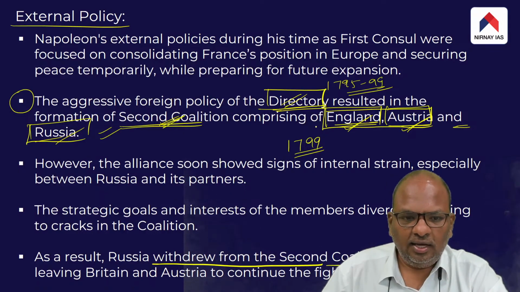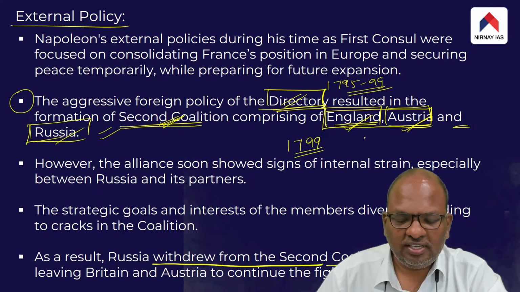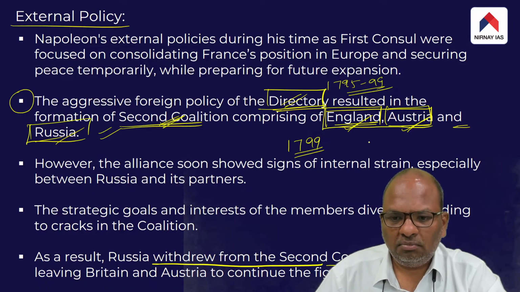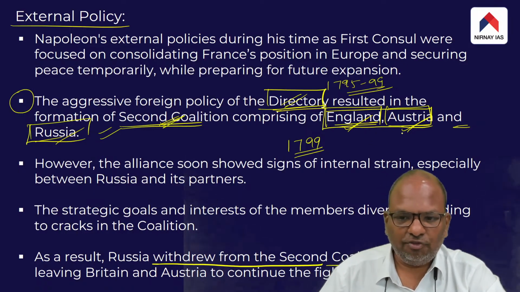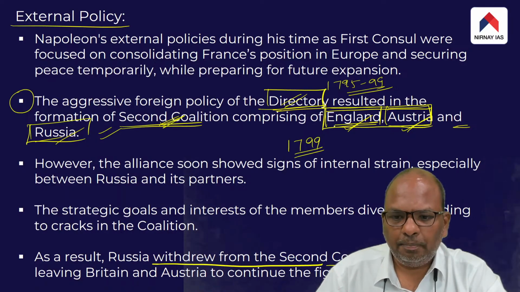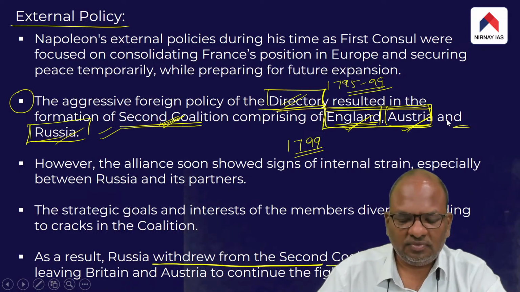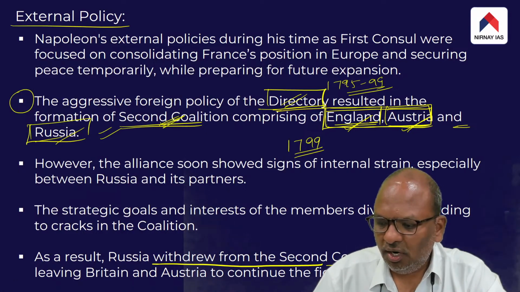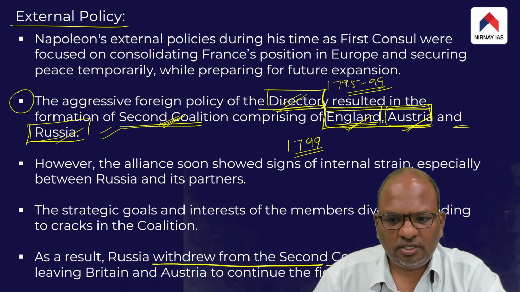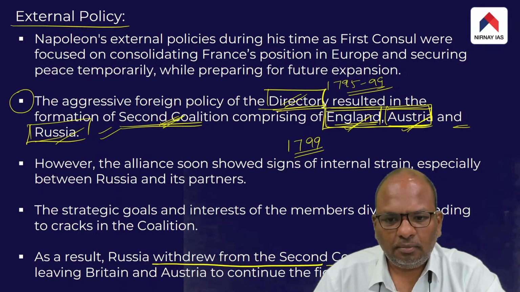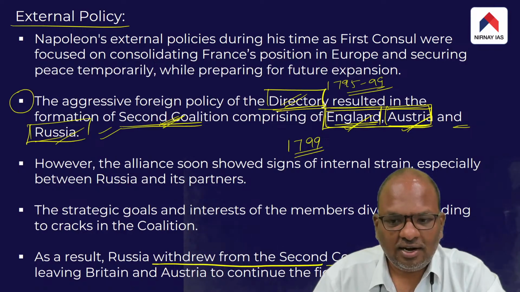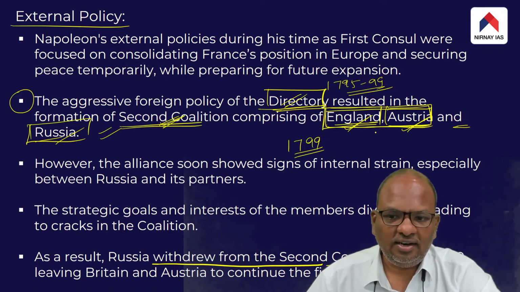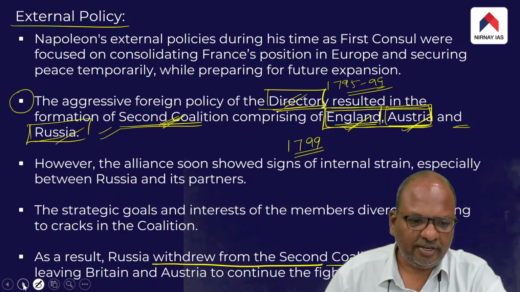So basically, after becoming the first consul, Napoleon had to face the challenge coming from countries like England and Austria, and therefore immediately he proceeded to tackle the external threat to France. Immediately after becoming the first consul, Napoleon began to tackle the external threat to France coming from England as well as Austria.